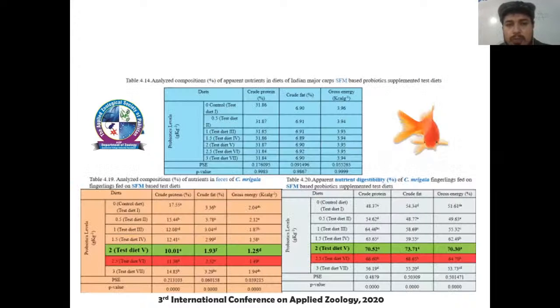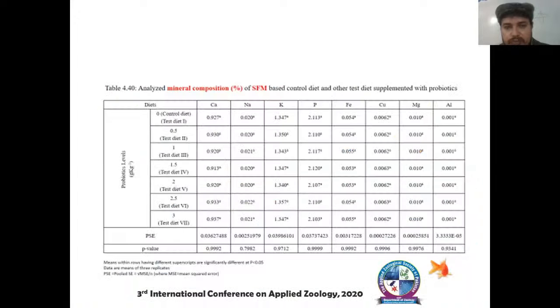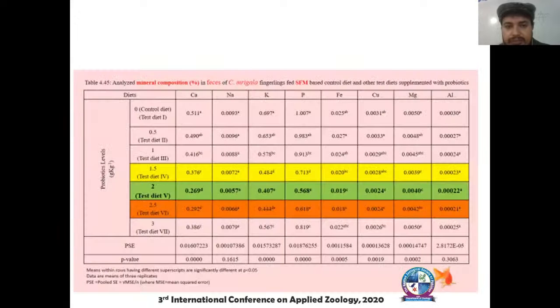These are the analyzed composition of the apparent nutrients in the diet of Cirrhinus mrigala, the analyzed composition of the feces of Cirrhinus mrigala, and the nutrient digestibility of the Cirrhinus mrigala fingerlings. These are the apparent compositions of the SFM-based diets and other test diets, and the optimum level is 2 gram per kg, as noted earlier.